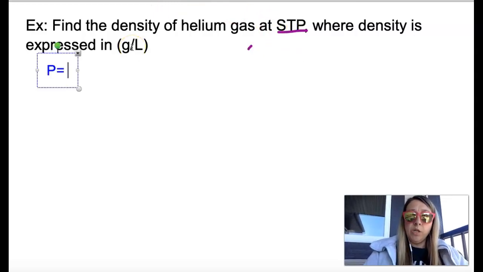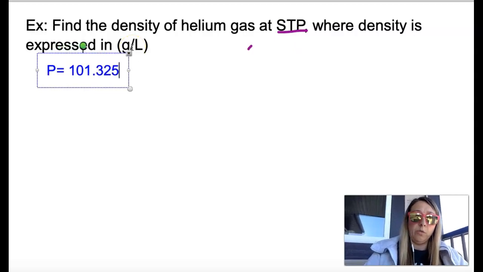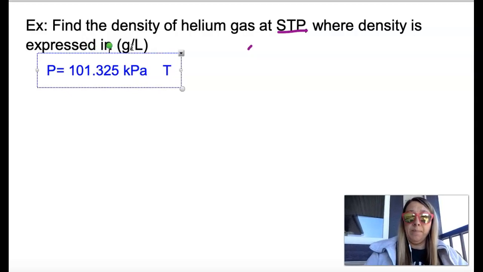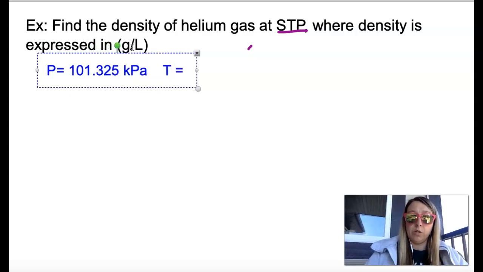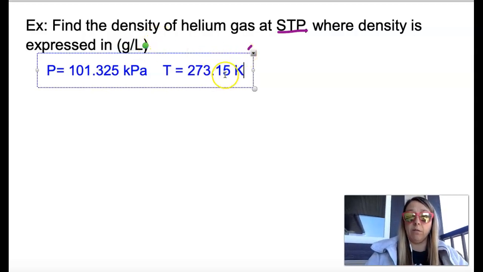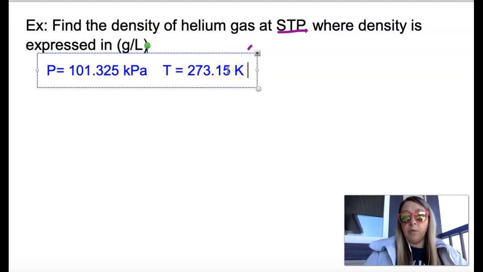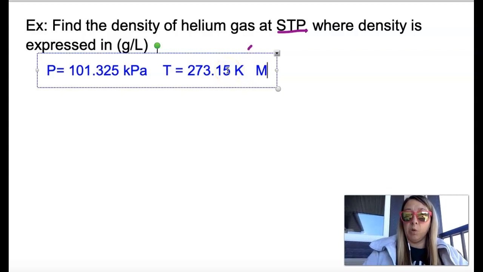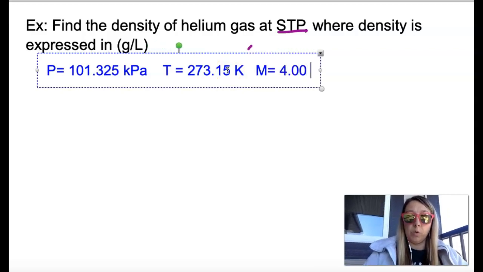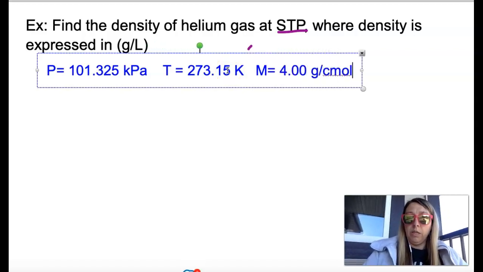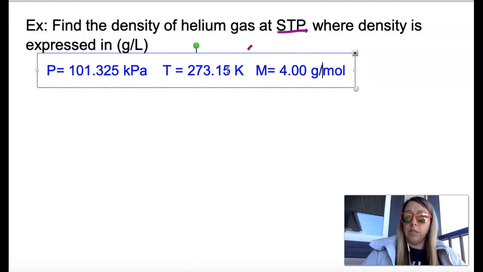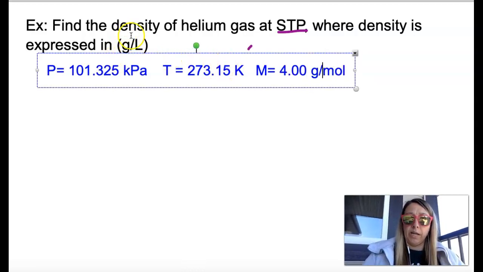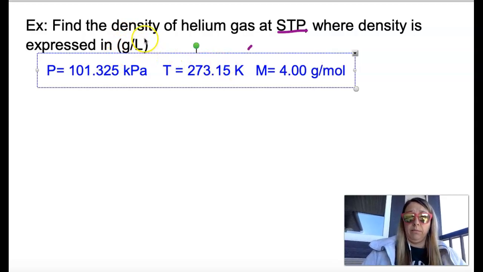Okay, we know that pressure is equal to 101.325 kilopascal. And we know that temperature is equal to 0 degrees Celsius, which is 273.15 Kelvin, right? We always want Kelvin. Only other thing we really know for helium is the molar mass of helium, right? We know it's 4 grams per mole. Okay, and I'm using this because I need to get grams and I need to get liters, and this is going to give me the grams.